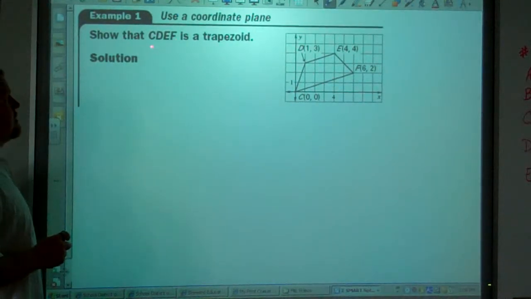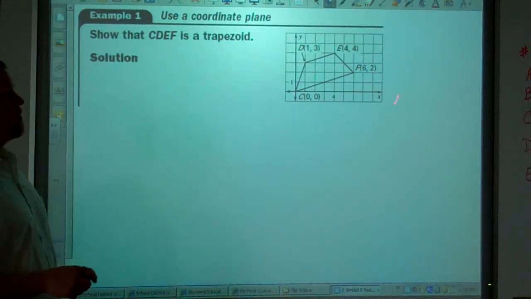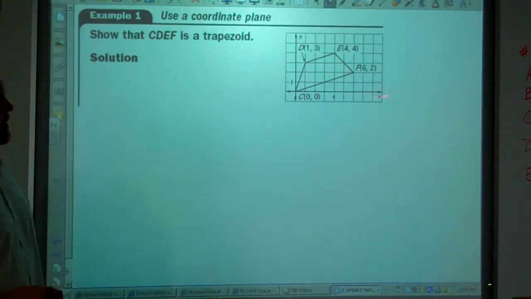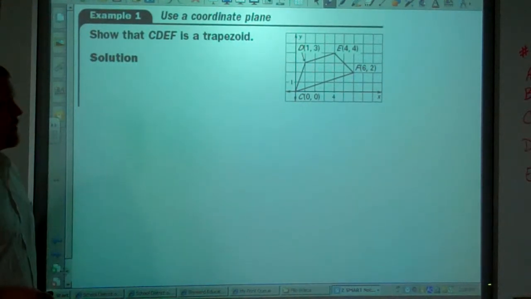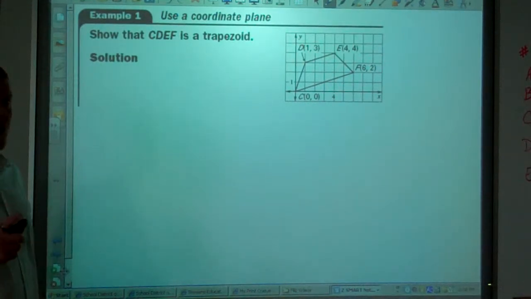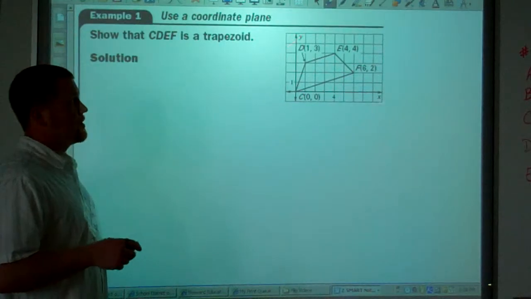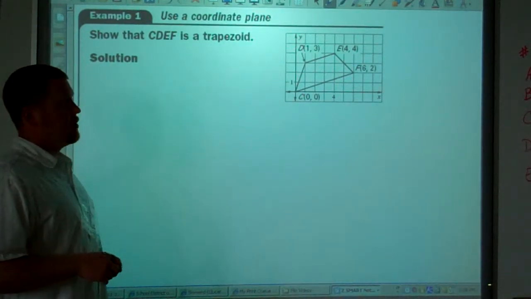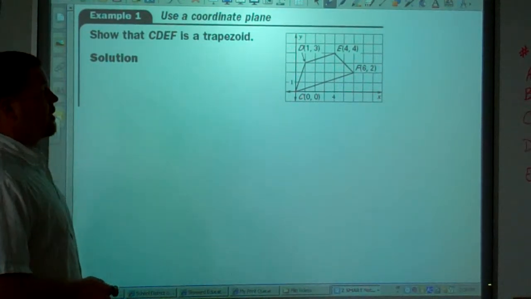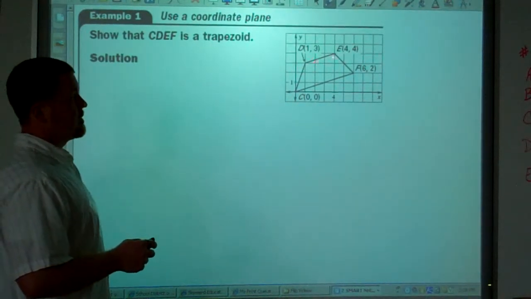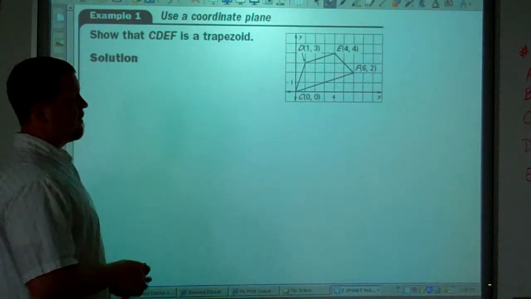Show that CDEF is a trapezoid. Again we have the coordinate plane. How would we show that this is a trapezoid? Well, the definition of a trapezoid is that it has one pair of parallel sides. And in the coordinate plane, when you're showing sides are parallel, you're using the slope formula. Now, which sides do we think would be parallel? It looks like segment ED and segment CF.